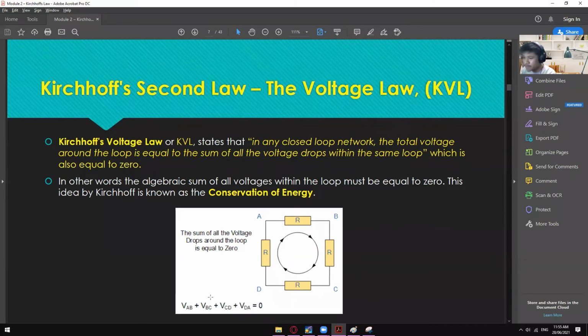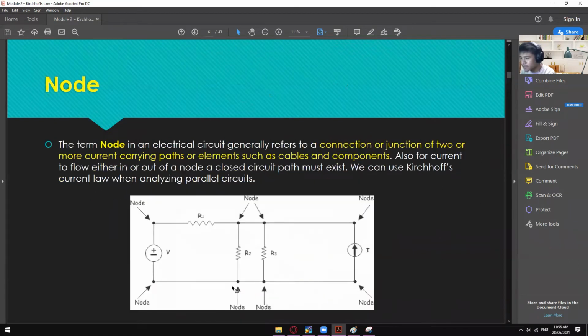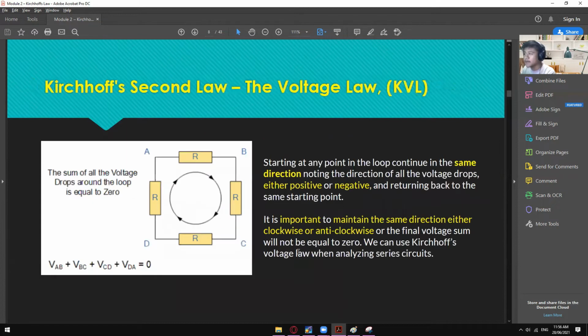So VAB plus VBC plus VCD plus VDA is equal to 0. So all you need to do is get the summation of all of those voltages and then equate that one to 0, okay? That's how simple it is. All right, so for you to be able to appreciate this equation right here and then this equation right here, let's have an actual example later on, okay?